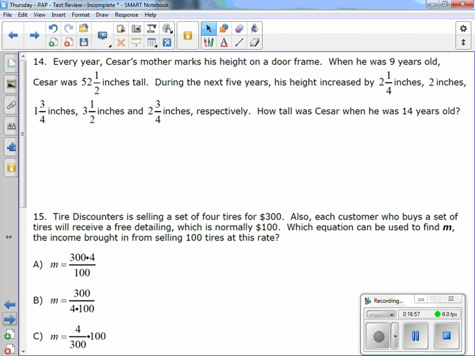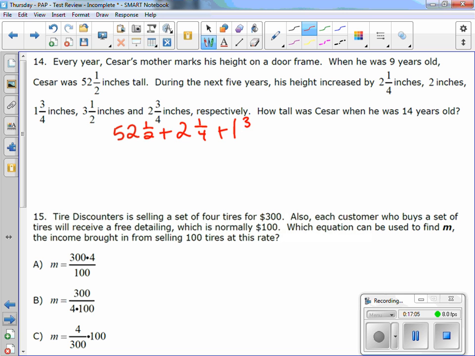So what this is basically saying is that we started at 52.5, and then we gained 2 1/4, we gained 1 3/4, we gained 3 1/2, and 2 3/4. So if we total all this up, that's going to be how tall he was at 14. First of all, I need to make all of these common denominators. They should all be with fourths. So that's 2/4. That's already a fourth, already a fourth.